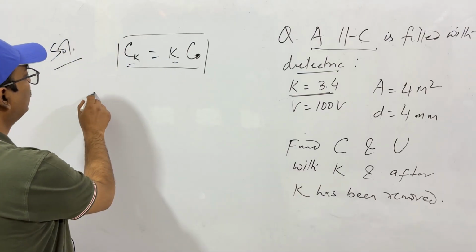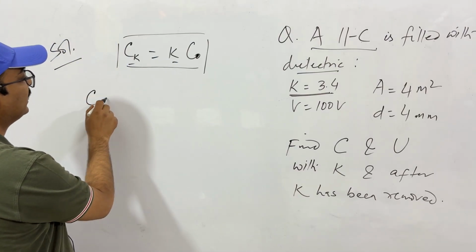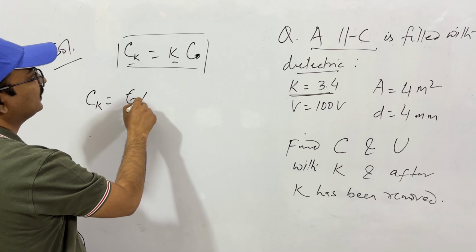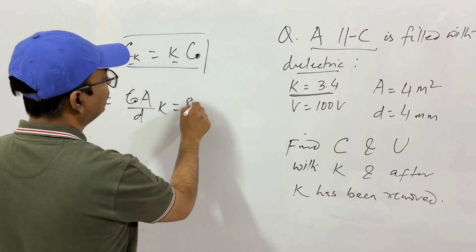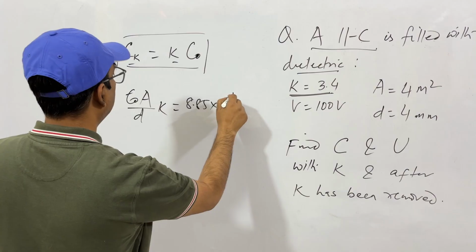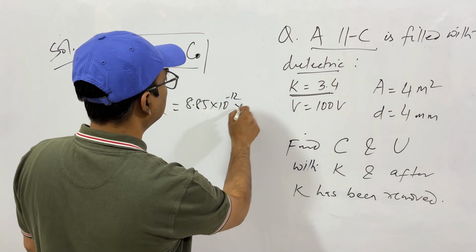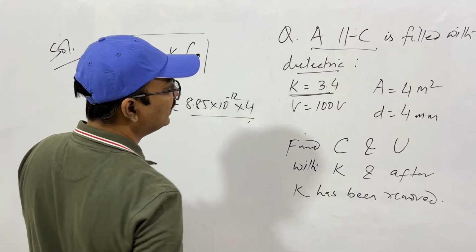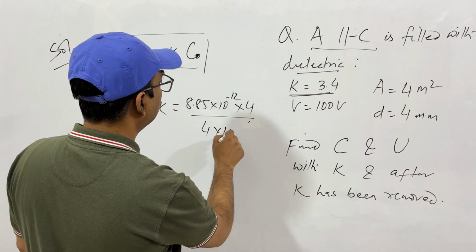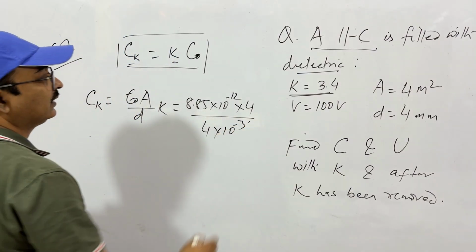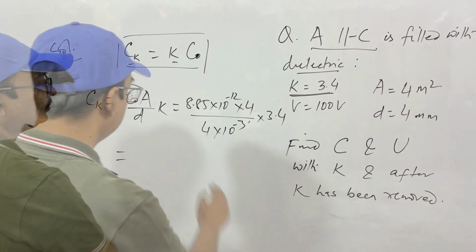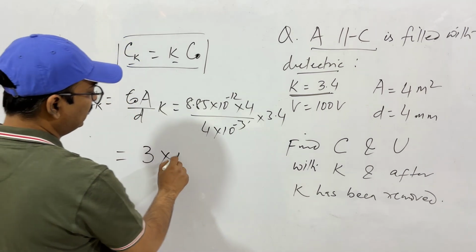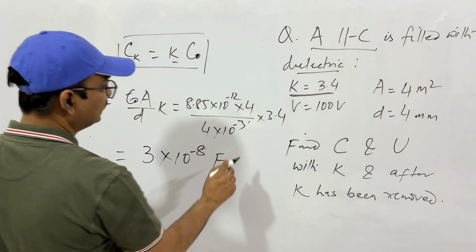Let's find out what is the capacitance when we have dielectric. So this is epsilon 0 A by D multiplied by K. So this will be 8.85 into 10 to the power minus 12. Area is 4 meters square. Then we have D, D is 4 mm, so 4 into 10 to the power minus 3. And then we have K, K is 3.4. So let's calculate this. So this comes to roughly 3 into 10 to the power minus 8 farads.